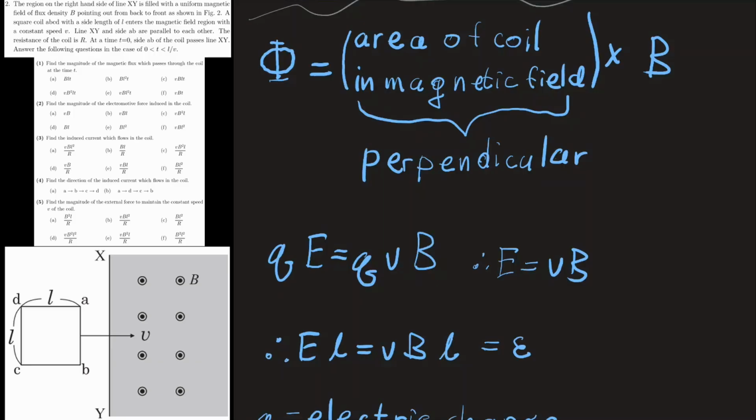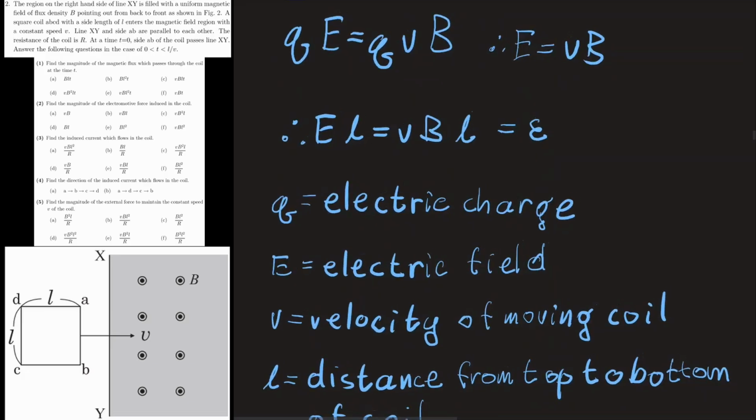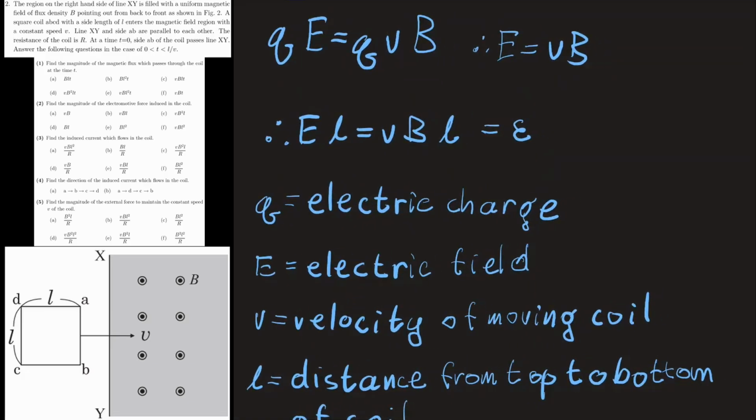So this equation right here is used to find the magnetic flux. So it's the perpendicular area of a coil in a magnetic field times the flux density. There is also these equations. QE is the electric force on a particle with charge Q in an electric field E, and QvB is the magnetic force of charge Q moving with a perpendicular velocity v through magnetic field B.